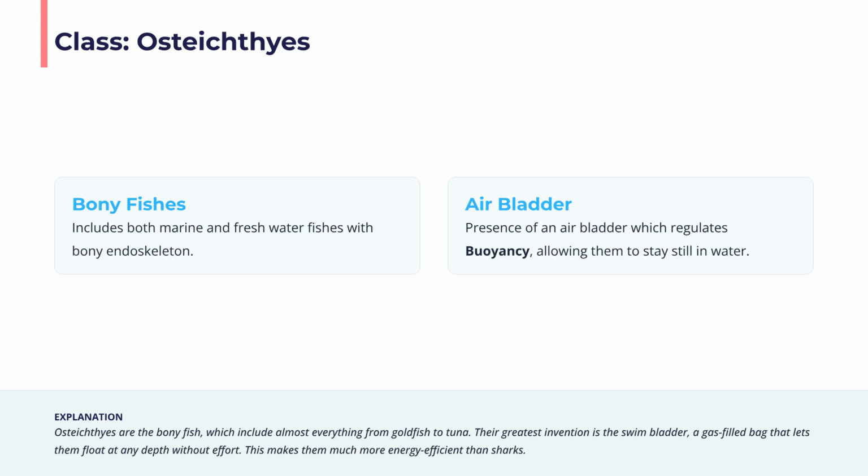Osteichthyes, the bony fish, feature a bony endoskeleton and, crucially, an air bladder. This air bladder regulates buoyancy, allowing them to remain still in the water without expending energy.